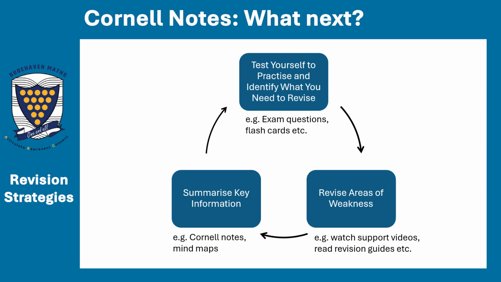You then need to go through and revise areas that you're weak on. There's different ways of doing that. You could watch support videos, read revision guides, or read from your exercise book in certain subjects where you've got key information in there. But it's important you're active in that kind of revision by summarising, and you can use things like Cornell Notes that we've just looked at in this video, or mind maps, or other ways of summarising that learning. And then again, go back to testing yourself, making sure you can now do that topic and keep coming back to that as often as you can.